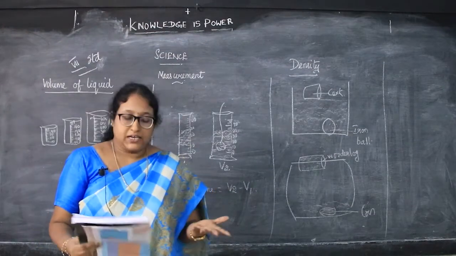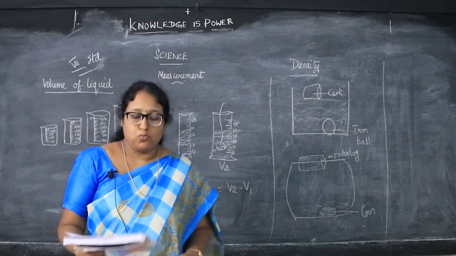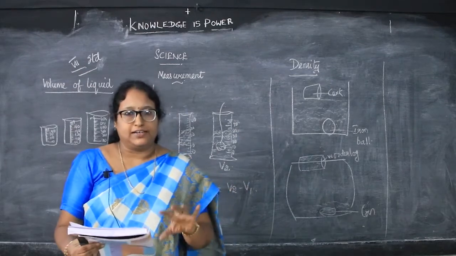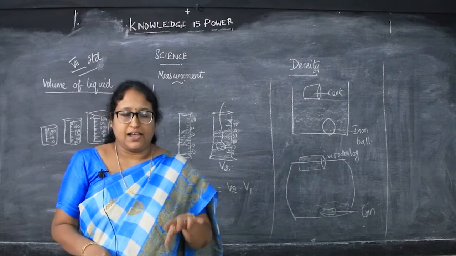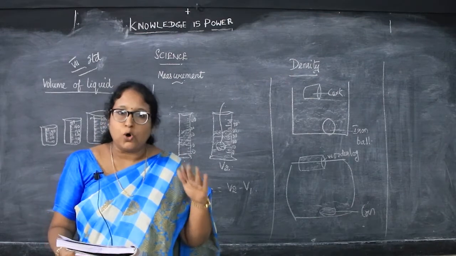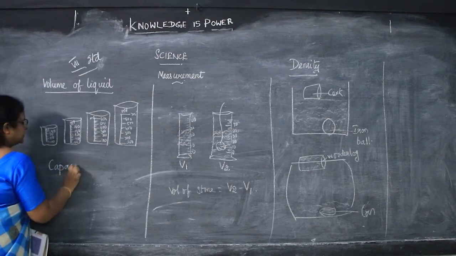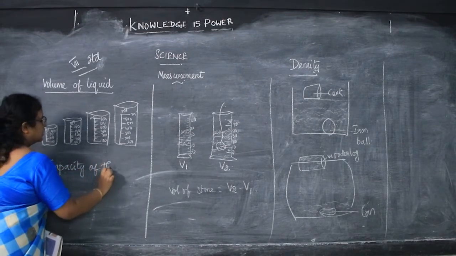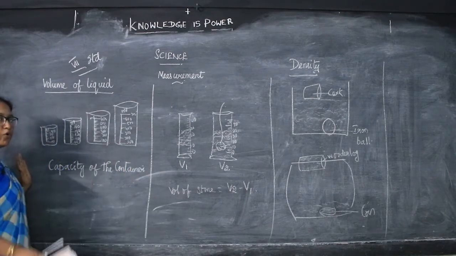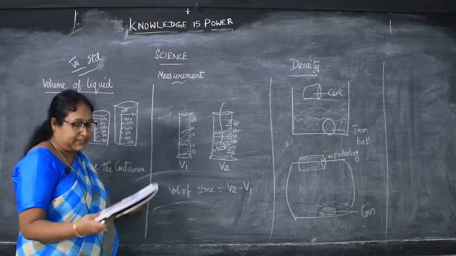Liquids occupy space and hence they also have a volume. Liquids do not have a definite shape. For example, if you pour water in a container, it takes the shape of the container and it has a volume. The maximum volume of liquid that a container holds is known as the capacity of the container.